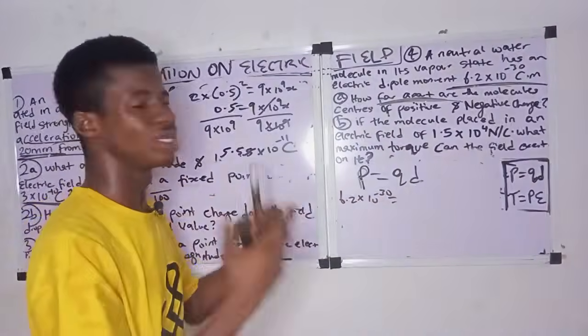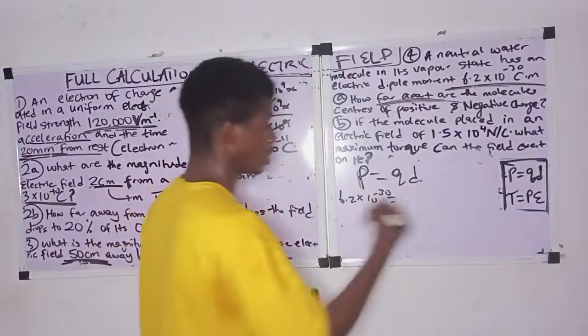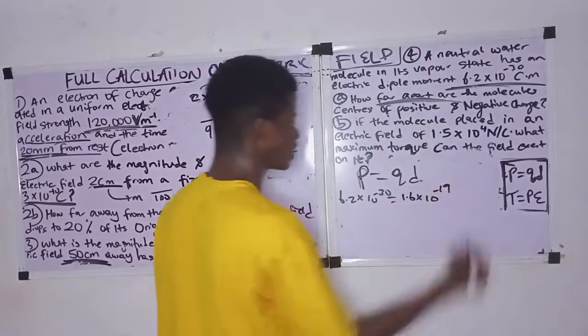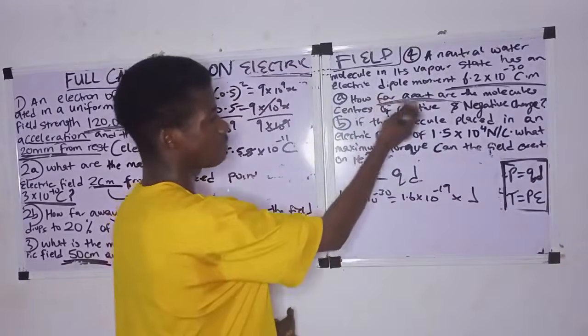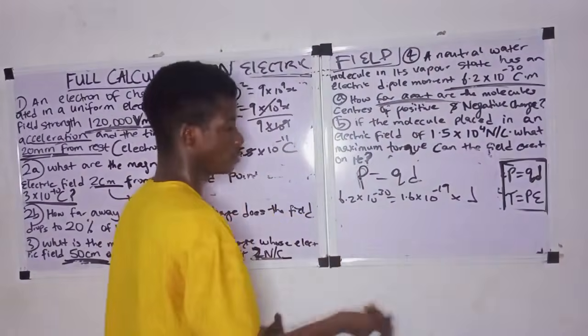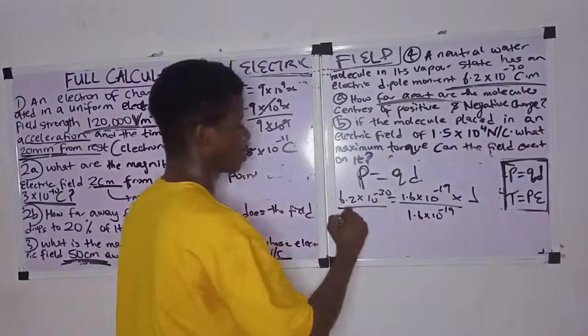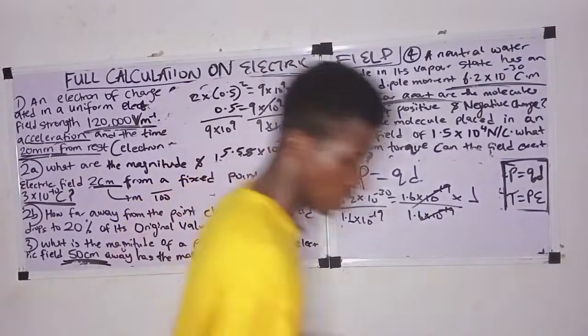So since we are dealing with proton or electron, what is the charge of a proton or electron? Their charge is 1.6 times 10 to the minus 19, times the distance. We are looking for the distance, since they said how far apart. What am I going to do? We divide both sides by 1.6 times 10 to the minus 19.